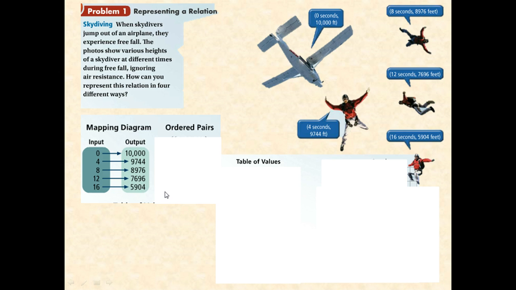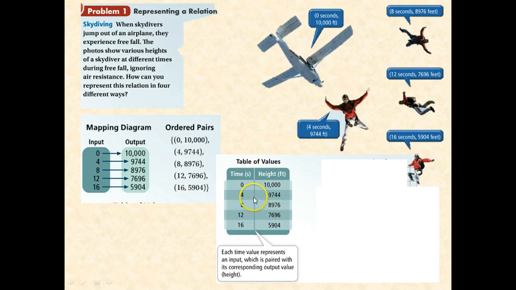We can also represent that as ordered pairs. Remember the curly brackets say I'm beginning a set, and here are the points in my set: 0, 10,000, 4, 9,744, and so on. I can make a table of values. When time is 0, height is 10,000. When time is 4 seconds later, 9,744, and so on.